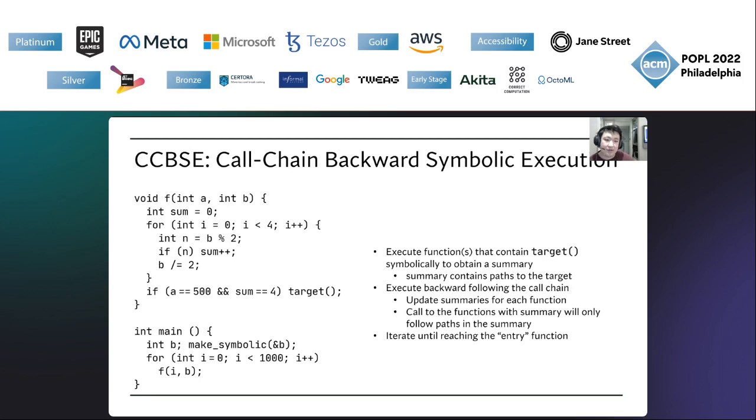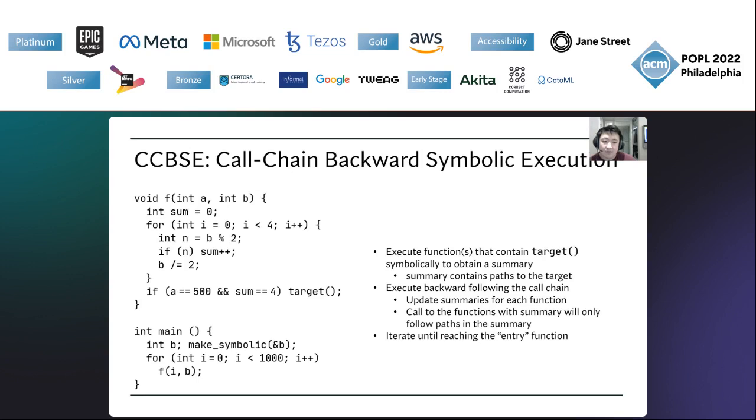So note that the call to the functions with summaries will only follow the path in the summary. And so after we traverse backward the call chain and we reach the entry function or the main function, this whole execution finishes. So in this example, as we first evaluate function f, we will get a summary that contains only one path, because as we discussed before, only one path is feasible to reach this target.